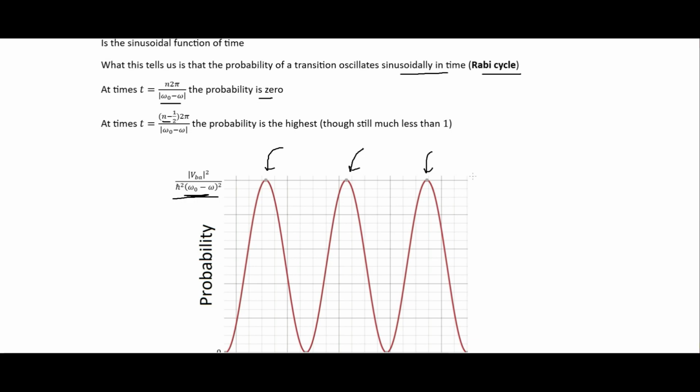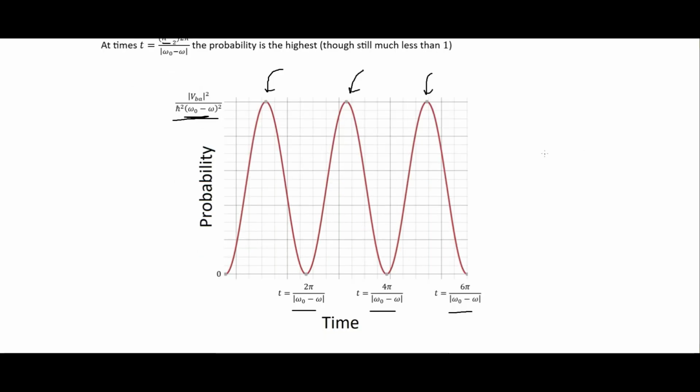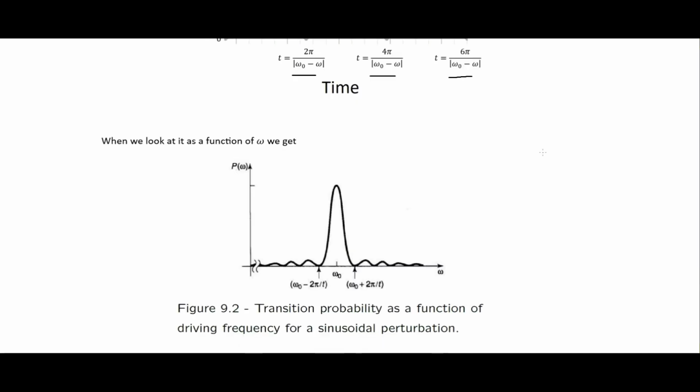And so the probability of transitioning is actually oscillating in time. So depending on what time you make your measurement, you're going to have a different probability of seeing it in the transition state. So if we're starting in state psi sub A, then the probability of detecting it in state psi sub B will oscillate in time. So there will be different probabilities at different times. And so if we look at this as a function of omega, what we see is this. So this is the transition probability as a function of the driving frequency for the sinusoidal perturbation.